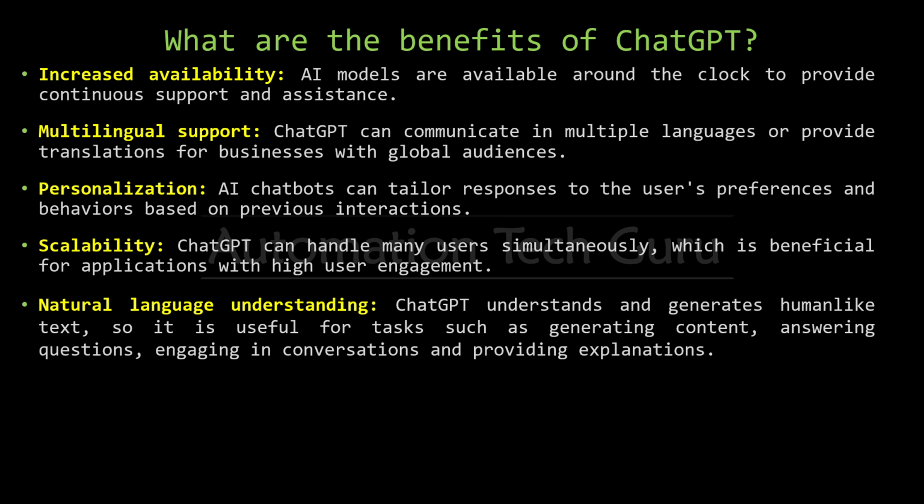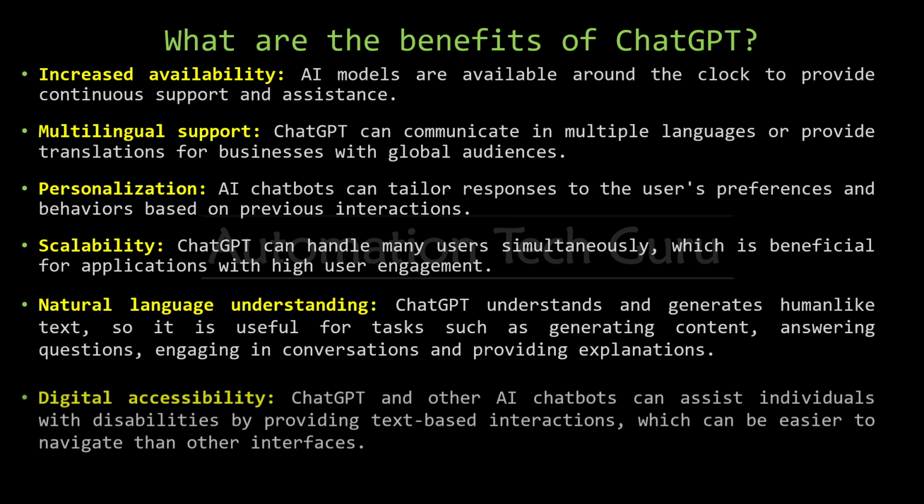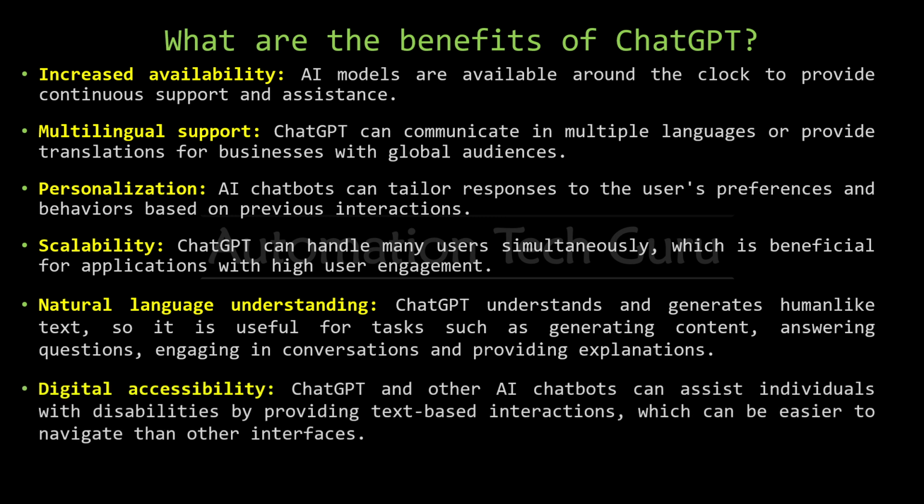Natural language understanding. ChatGPT understands and generates human-like text, so it is useful for tasks such as generating content, answering questions, engaging in conversation, and providing explanations. Digital accessibility. ChatGPT and other AI chatbots can assist individuals with disabilities by providing text-based interaction, which can be easier to navigate than other interfaces.